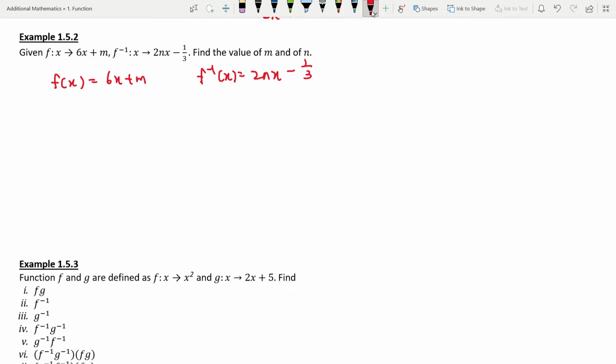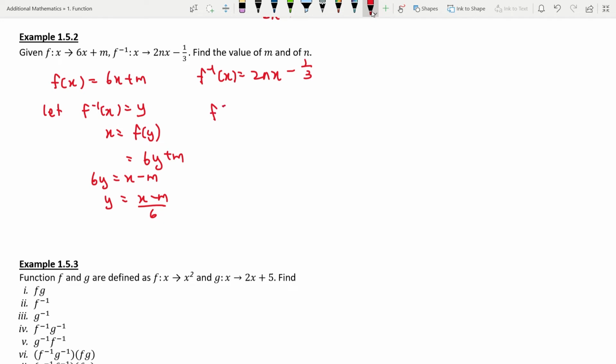Since we are given the inverse function, we find our own inverse function of f and then compare our answer with the given equation. Let inverse function of x equal to y, x equal to f of y. Substitute y into the function f, we have 6y plus m. Make y the subject, we have 6y equal to x minus m, y equal to x minus m over 6. Substitute back y equal to inverse of f, we get f inverse of x is equal to x minus m over 6. To make it easier for us to compare, I will separate the fraction into 1 over 6x minus m over 6. This is what we get for inverse of f, and this is what is given.